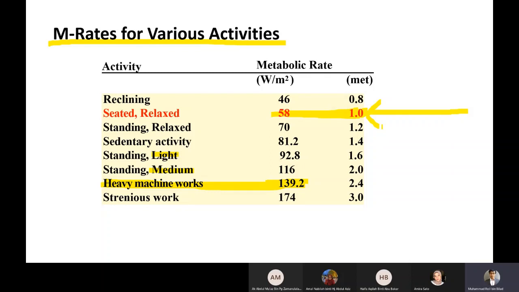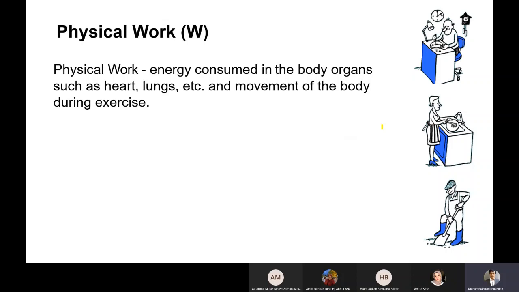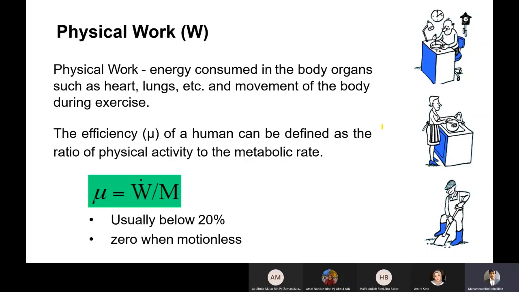So we need 1.0 MET. That is for your heart to pump, your lungs to expand and constrict, your eyes to see, your ears to listen, all of this. Your brain to think, not very hard, just small thinking. Those are 1 MET basically. So the way to estimate the physical work is we use a fraction of the things.